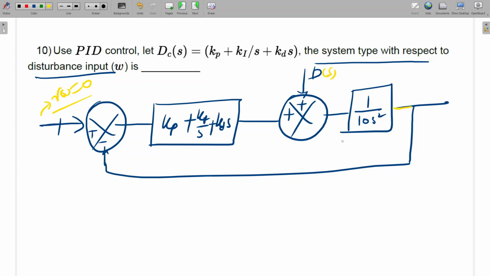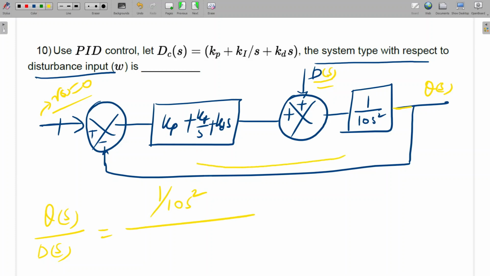So what is the type of system with respect to disturbance omega? This is the output theta of S, so we have to find theta of S divided by D of S, correct? Here it is not unity feedback, sir. Since it is non-unity feedback, we first calculate the closed loop transfer function, then make it unity equivalent, and that will tell the type of the system. 1 by 10 S square divided by 1 plus 1 by 10 S square into Kp plus Ki by S plus Kd into S. Is it correct?